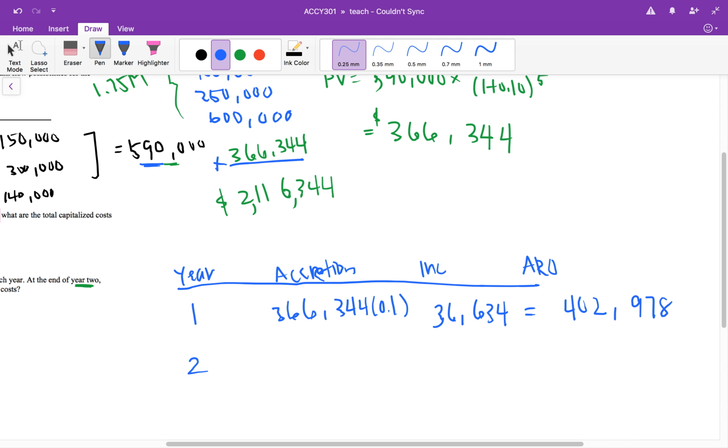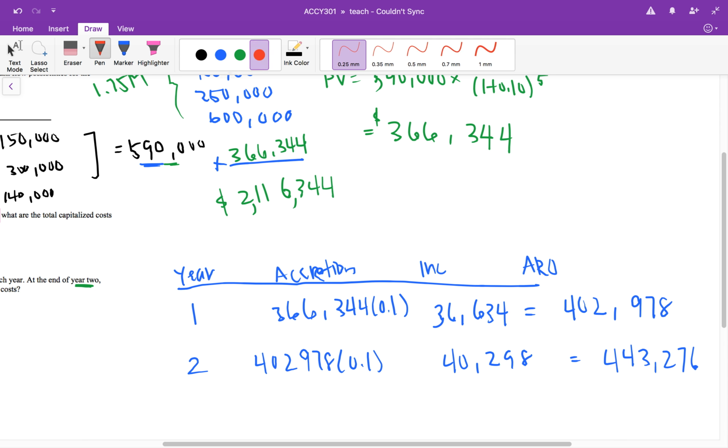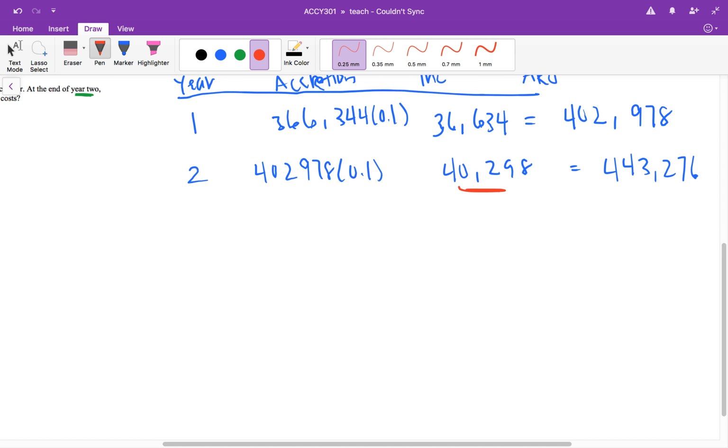you would get around 402,978. And then now we're going to take that number as our base and multiply that by 0.1 as our interest rate. And you'd actually get around 40.298. Add these two together, you'd get 443,276. So the number that we actually use for accretion is this one.